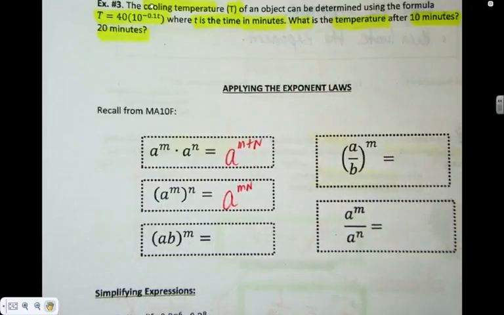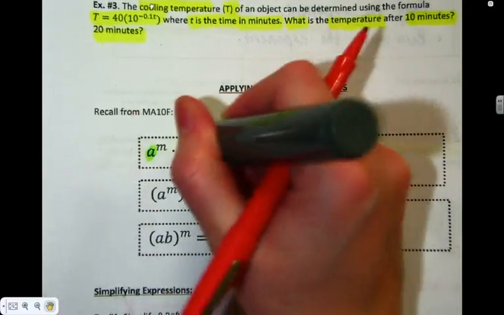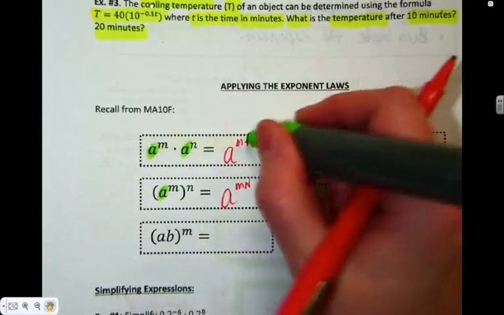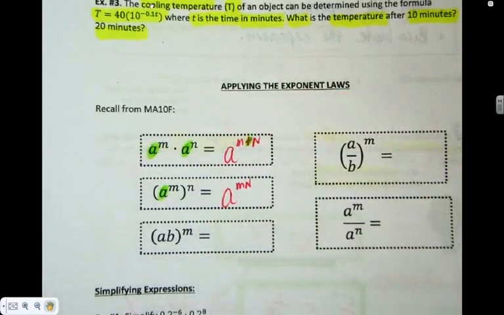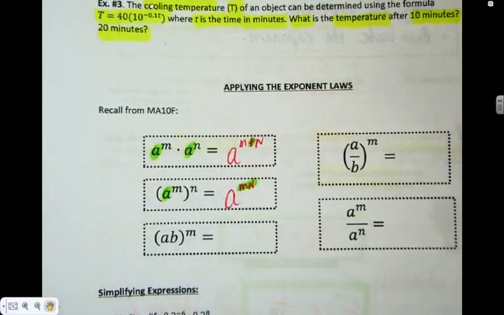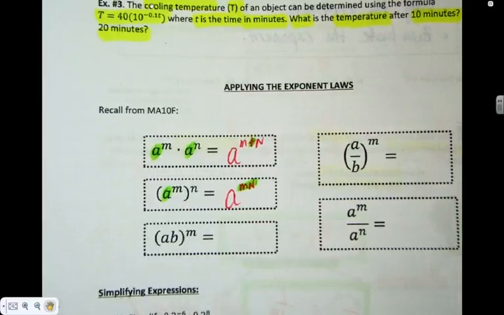So let's just pause and talk about the difference. Here there's two bases. Here there's one base. When there's two bases, you add. When there's one base, you multiply. Okay, two bases you add, one base you multiply.